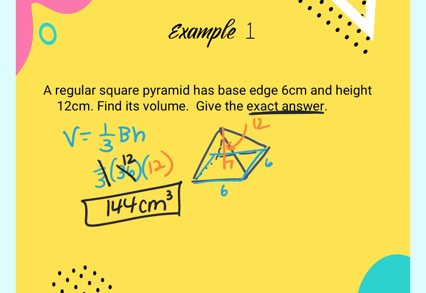Notice it says give the exact answer. Okay, this time there was no rounding, but if there was, you would have kept it exact. So like if it was 144 over 3, you would keep it as 144 over 3 instead of converting it into its decimal.